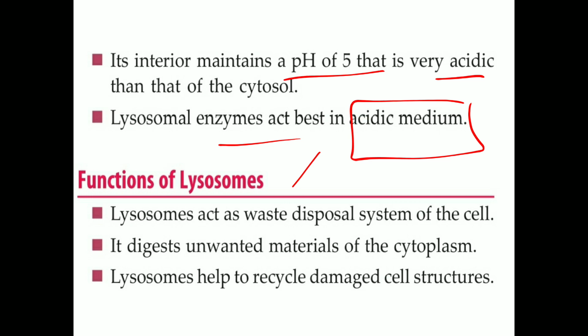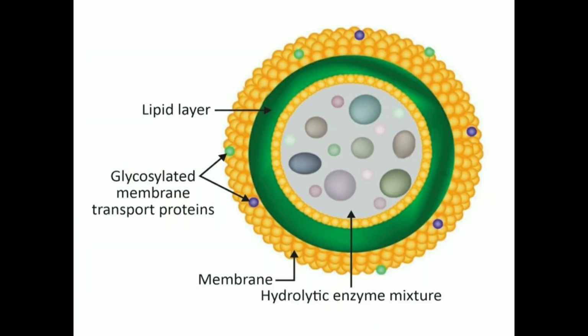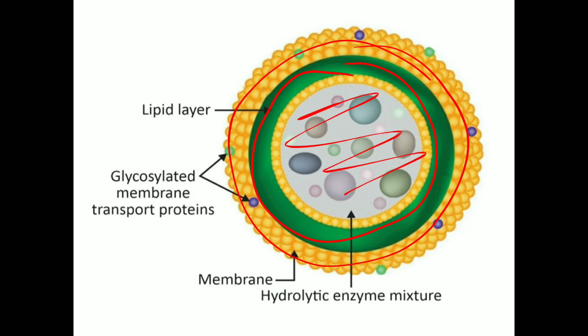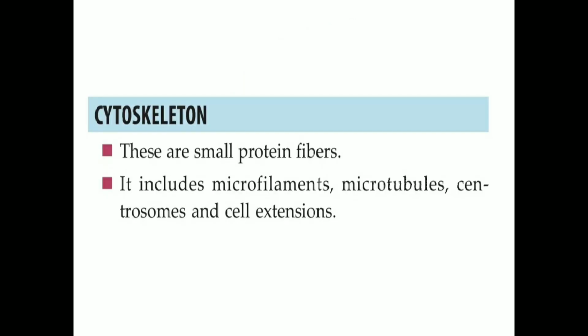Functions of lysosomes include acting as a waste disposal system of the cell. They digest, destroy, and completely remove the unwanted materials of the cytoplasm, and they also help to recycle the damaged cell structures within the cell. You can see the different layers: a glycosylated membrane, a lipid layer, and inside we have hydrolytic enzymes. There are lysosomal enzymes which will destroy and digest all those unwanted waste materials in the cell.